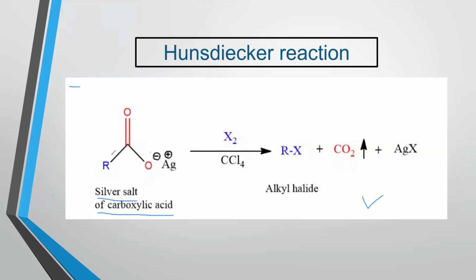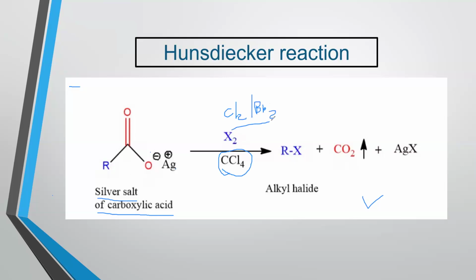So try to go through every possibility of the reaction. As I mentioned yesterday also, they try to see every possibility in one MCQ, what kind of other variations can be possible. So here the silver salt of carboxylic acid will react with CCl4 in presence of a halogen. It can be Cl2, it can be bromine.